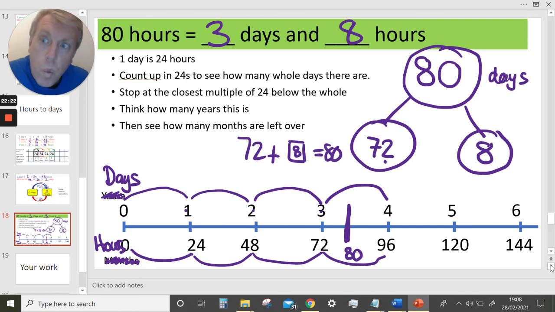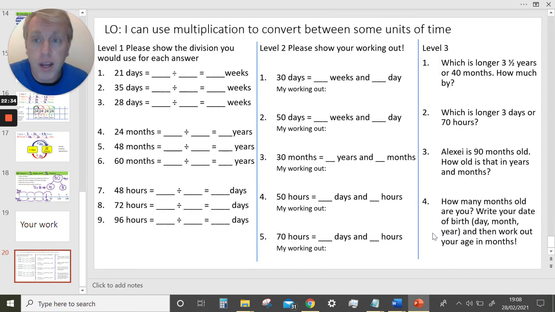So we will need to divide in these lessons and think about the remainder. So have a really good go at it. For your work, the first ones do not need a remainder. No remainder on level 1. Level 2, we've got not an exact multiple, so there will be some days or some hours or some months left over, and then we've got some problems for level 3. Okay, well done everyone, give it a good go.